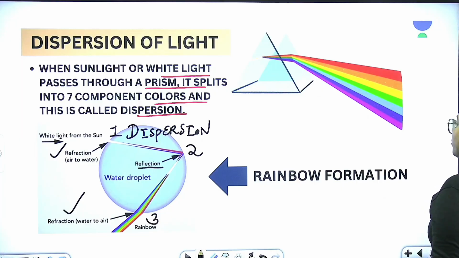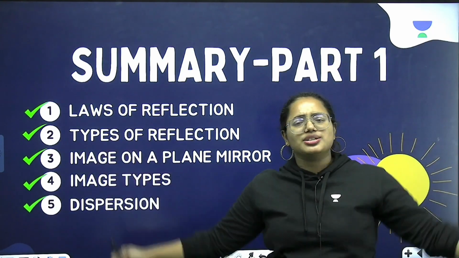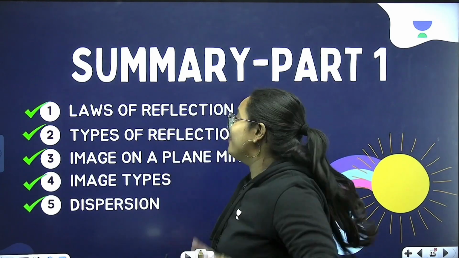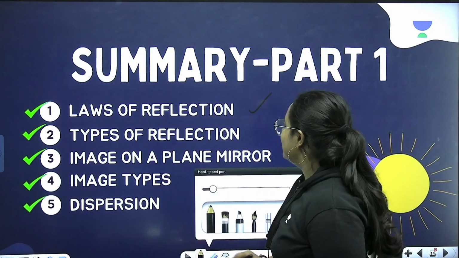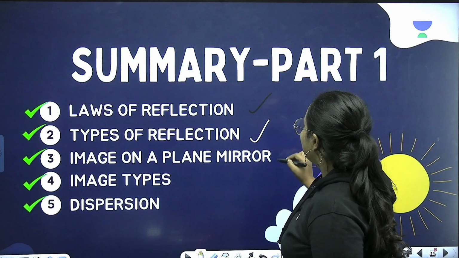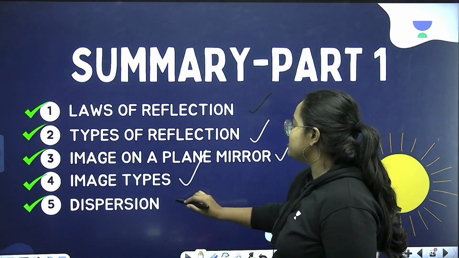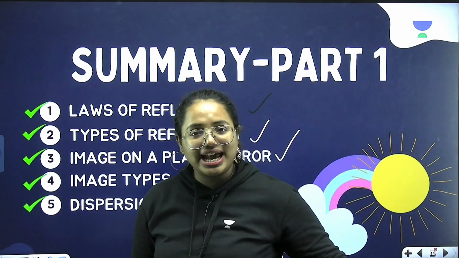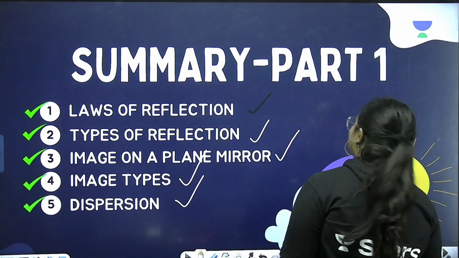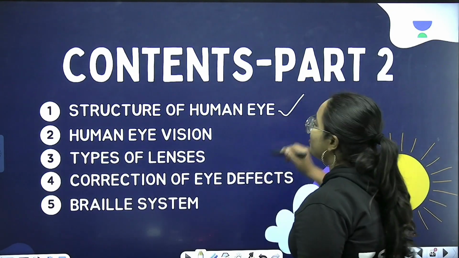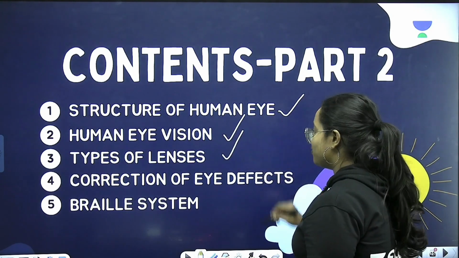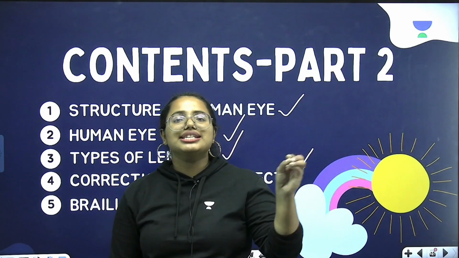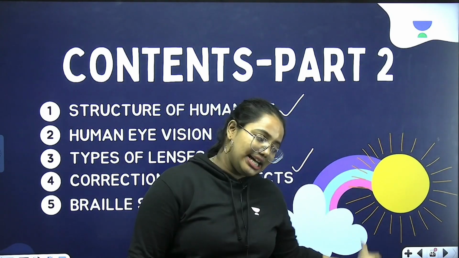And now we are moving towards the summary part. Oh, what is it all about? It's all about the end of part 1, where we discussed laws of reflection, then types of reflection, image on a plane mirror, image types, and finally dispersion. So these are the basic concepts that we have learned today, and now we are diving into the next part. It's all about structure of human eye and vision, types of lenses, correction of eye defects, and finally braille system. So these are the 5 topics that we are going to learn in this part.